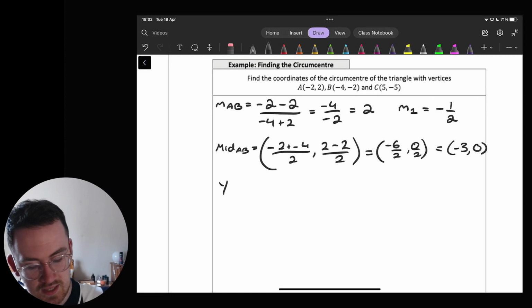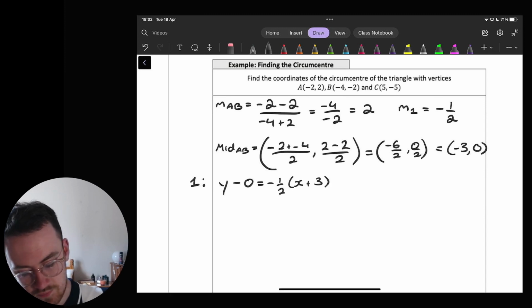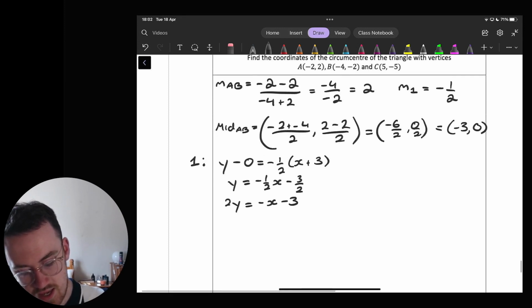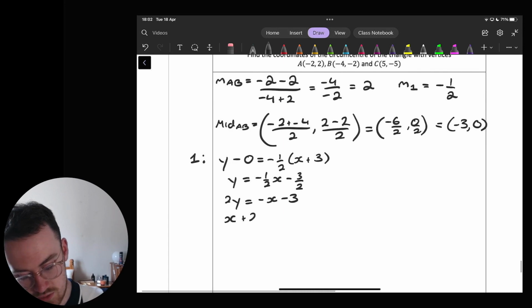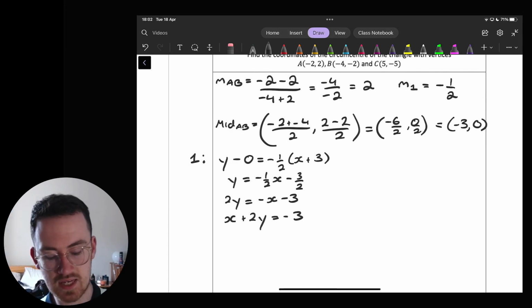Then to get my line, so this is going to be my first line, so y minus 0 is equal to minus a half on x plus 3, y is equal to minus a half x minus 3 over 2. We can multiply across by 2 there to get rid of those fractions. And again, then we can just tidy up into a format that we'll be able to work with. So we get x plus 2y is equal to minus 3.